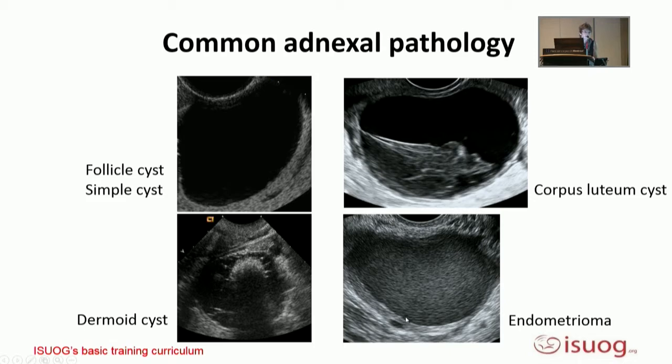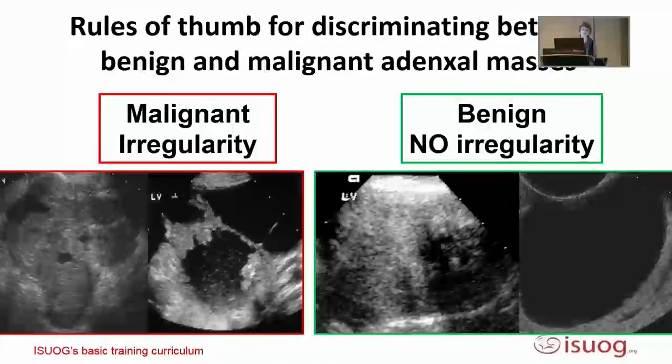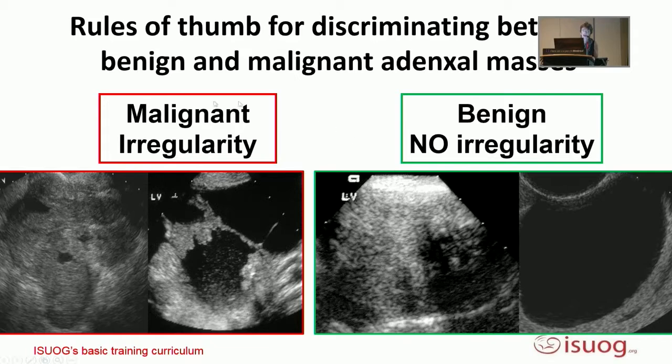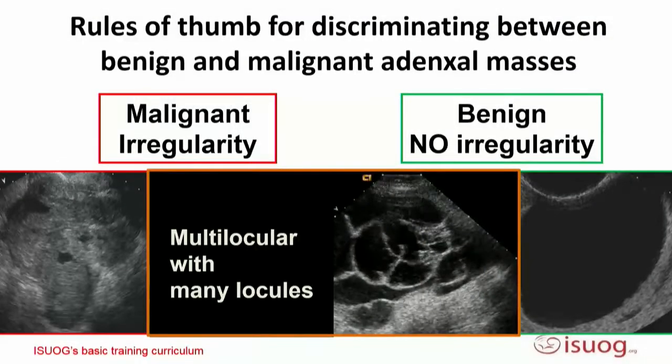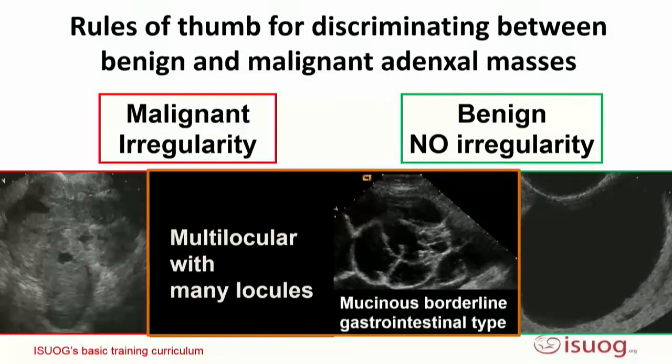For the remaining adnexal masses, the following rules of thumb apply. Any irregularity, be it in the contour or in the internal echogenicity of the tumor, classifies the mass as malignant, and the absence of irregularity classifies it as benign. There is only one exception to this rule, and that is that some very large multicystic tumors with an innumerable number of cyst locules are mucinous borderline tumors of the gastrointestinal type.